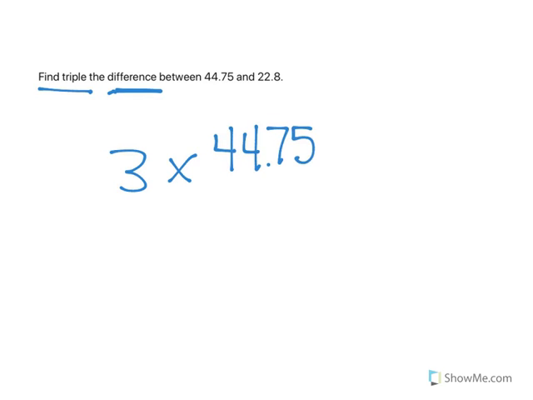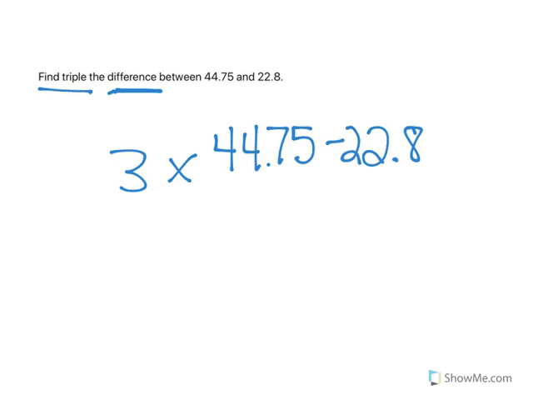All right, and then next example, it says to find triple the difference between 44 and 75 hundredths and 22 and 8 tenths. So again, we're literally just going to go in order. It says to find triple. When we are finding the triple of something, we are multiplying by 3, just like how when we want to double something, we multiply by 2. And then they want to find triple the difference between 44 and 75 hundredths and 22 and 8 tenths.